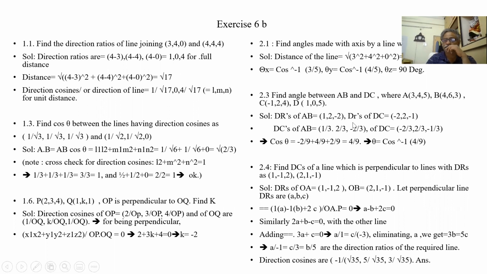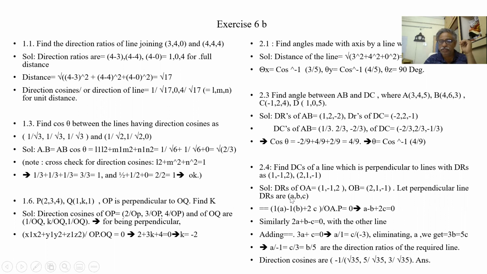Let us see. It's a very easy thing. Find the DCs of a line which is perpendicular to lines with the given DRs. We are given two lines with DRs. It is perpendicular to both. So this is OP, this is OQ. Let us say OA is this, OB is this, and let the perpendicular line's DRs be A, B, C. We are writing DRs.